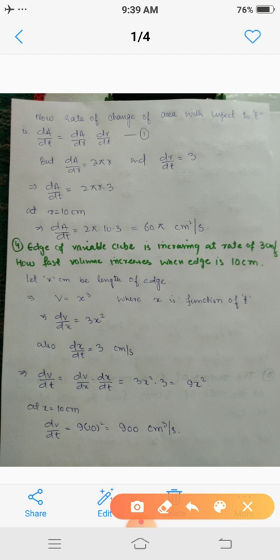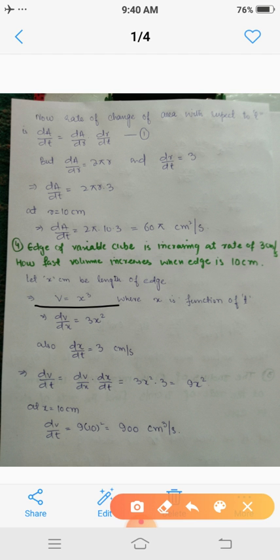The edge of a variable cube is increasing at the rate of 3 centimeter per second. How fast does the volume increase when the edge is 10 centimeter? Let x centimeter be the length of the edge. Its volume is given by V equals x³, because side cube is the volume of the given cube, where x is a function of t, which implies that dV/dx is equal to 3x².